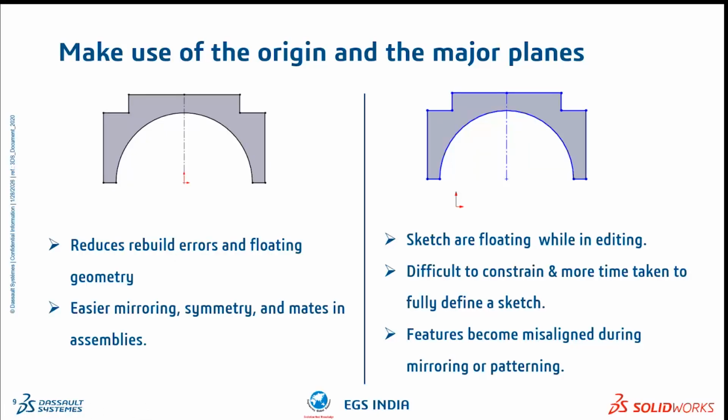Then downstream processing becomes easier, from feature dimensions to making the assembly, while using the origin. When sketches are not started on the origin or plane, more time is required to fully define the sketches. Features may be misaligned during mirroring or patterning. This is why starting sketches on the origin or reference geometry is a very important practice.